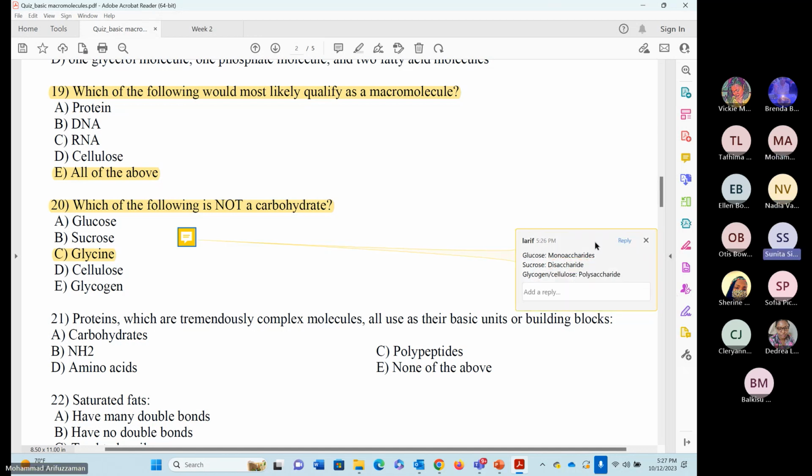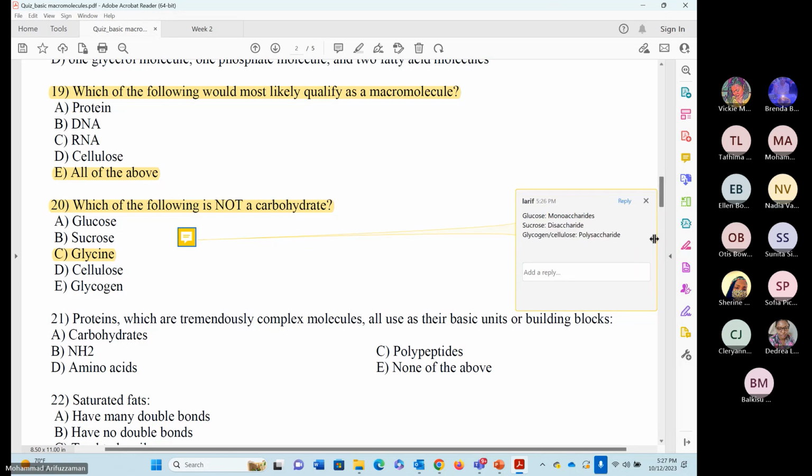So you can see here the glucose is a monosaccharide, sucrose a disaccharide, glycogen and cellulose polysaccharides. So the glycine is an amino acid. Okay.